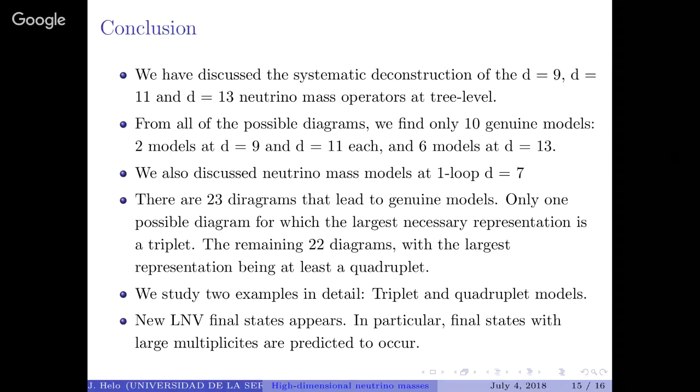We studied 2 examples in detail, one triplet and one quadruplet model. New lepton number violating final states appear. In particular, final states with large multiplicities are predicted to occur.